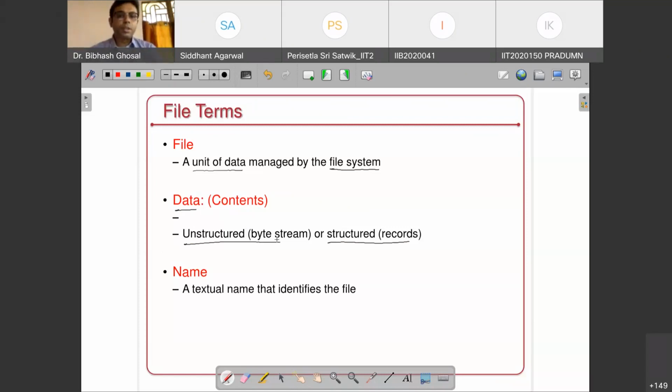Structured files, unstructured files. Name. What is the name? It's a textual name that identifies a file. So the file will be identified by a string of characters, and that string of characters is called the file name.